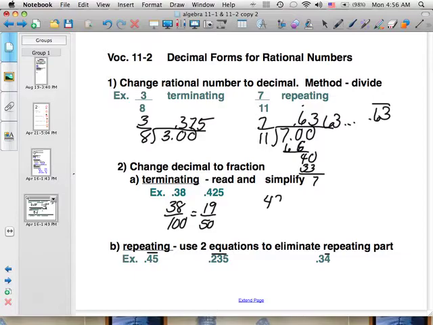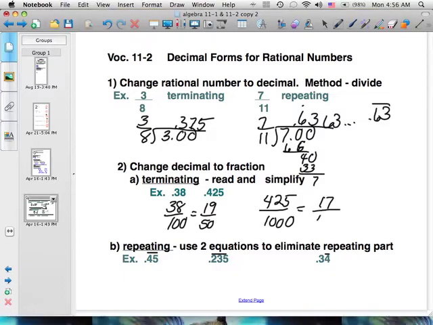4.425 is 425 thousandths. Simplify. Quarters in 425, there are 4 per 100. So there are 17 over 40.